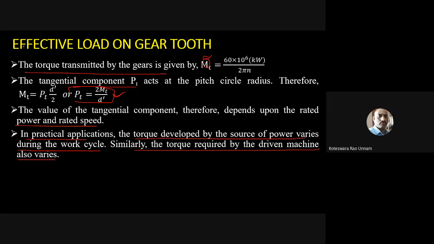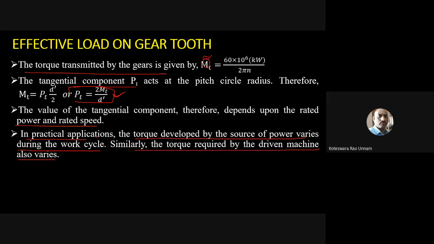But here the beam strength equation we are calling a static load, where the load is not varying. In a practical situation, this P_t is not a static one, it is a dynamic one, because the torque is changing, so P_t is also changing. To account for this dynamic load, there are two ways we can include it. One is considering the pitch line velocity, and the other is the Buckingham dynamic load theory.